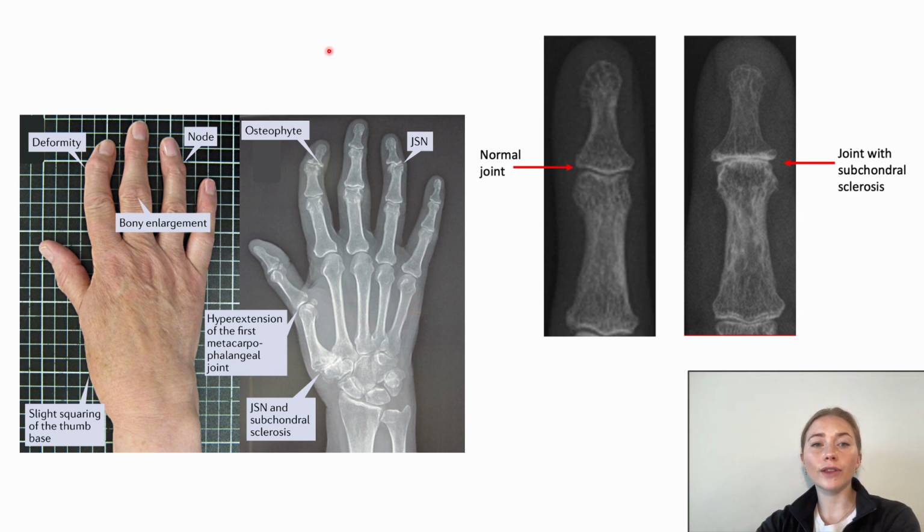In cases of thumb base or first CMC arthritis, you may also see some compensatory changes. So you may get hyperextension of the first MCP joint, and you may also get slight squaring at the thumb base, as seen here.